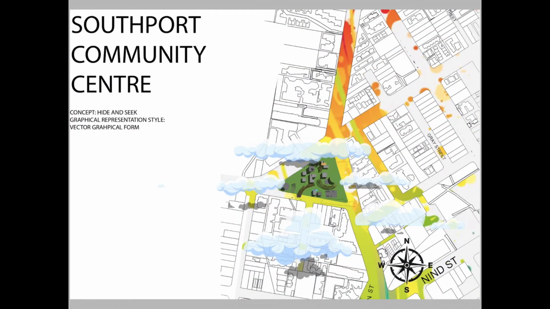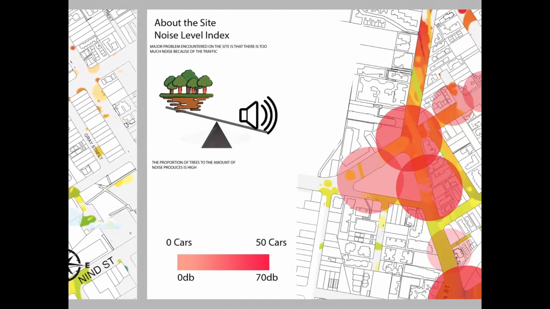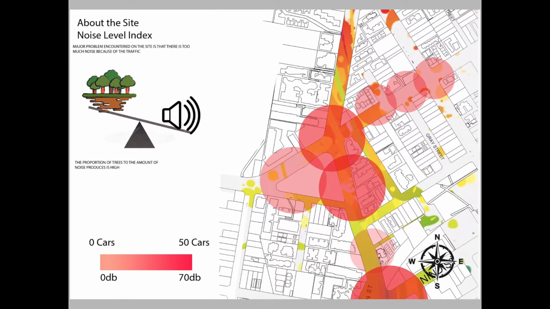So this is the proposal for the site of the Southport Community Center, and my concept is of hide and seek, and the graphical representation is vector. So when you're on the site, you notice that there is high noise. There is high noise because the site is at the CBD of the city, and the cars or the noise to the trees proportion is quite high.